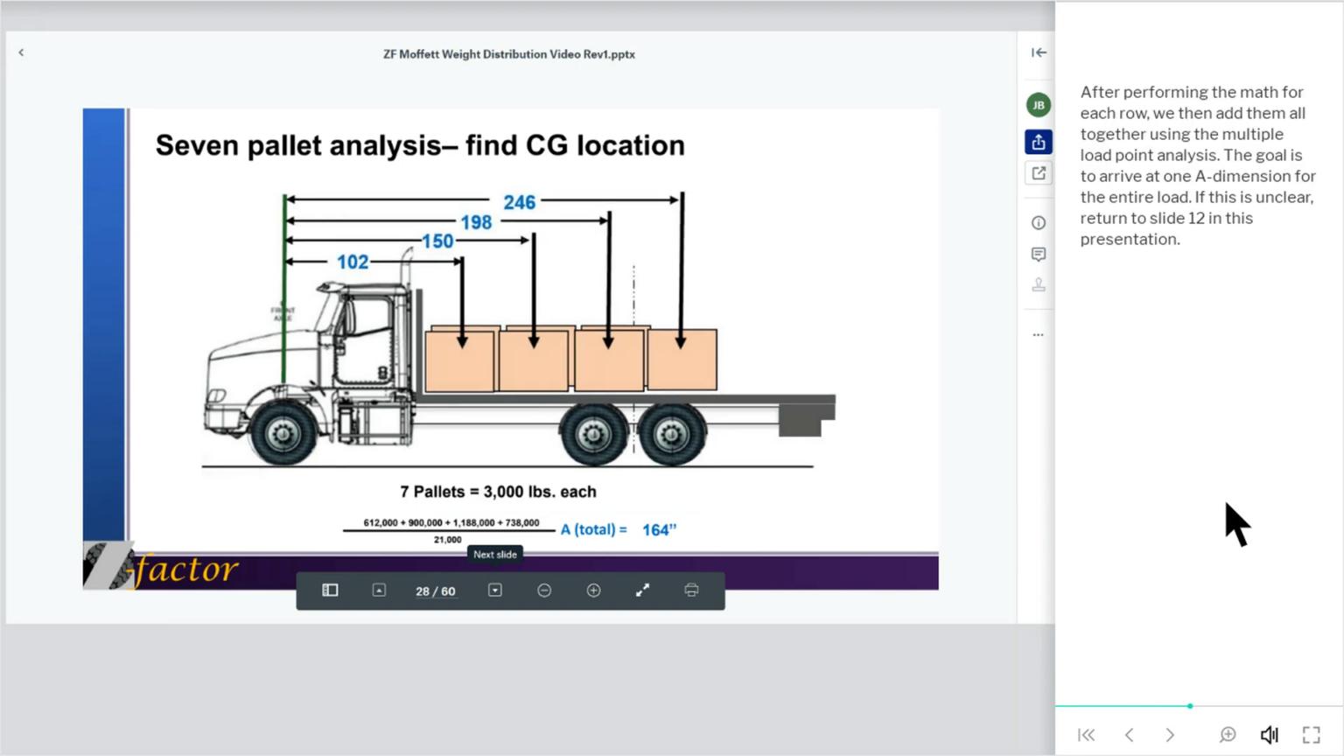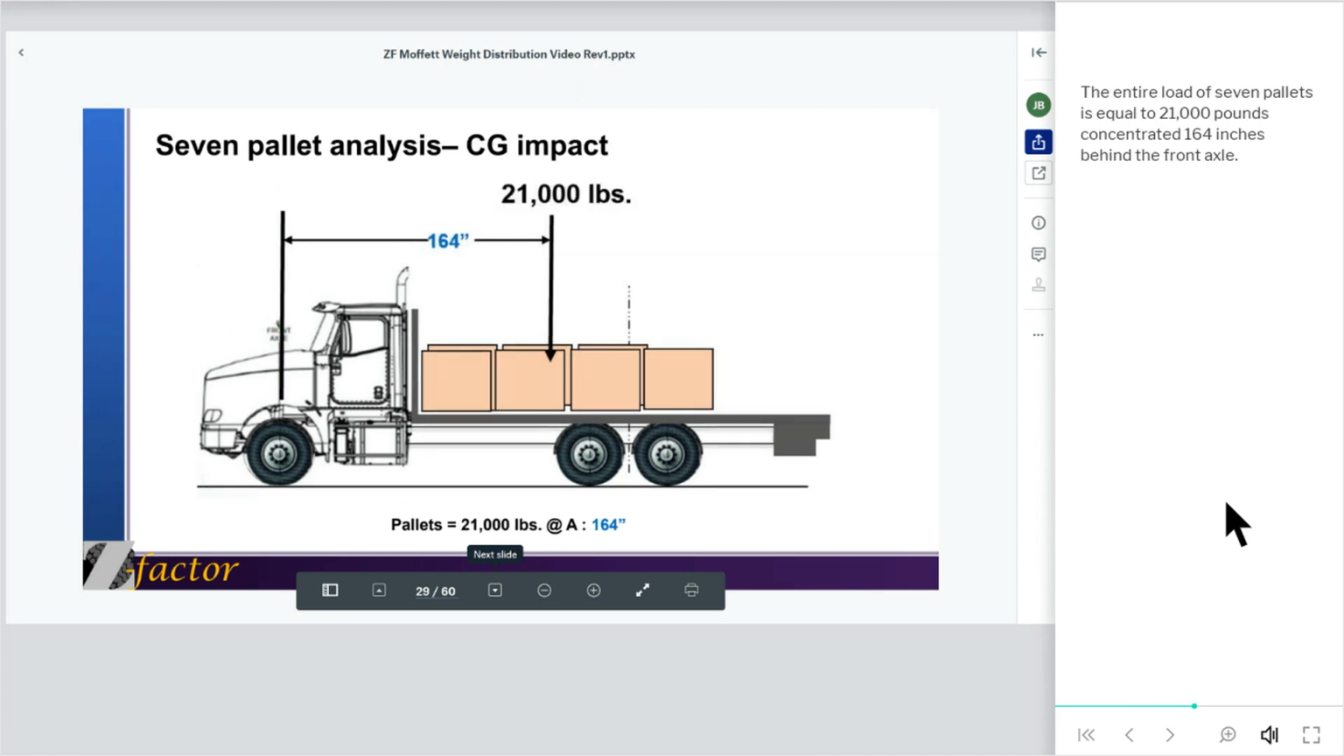After performing the math for each row, we then add them all together using the multiple load point analysis. The goal is to arrive at one A dimension for the entire load. If this is unclear, return to slide 12 in this presentation. The entire load of 7 pallets is equal to 21,000 pounds concentrated 164 inches behind the front axle.